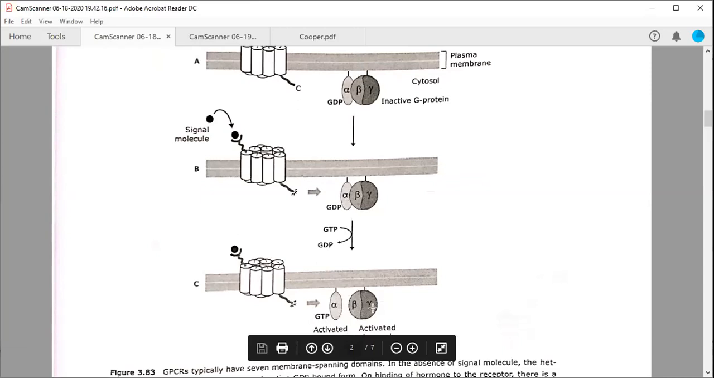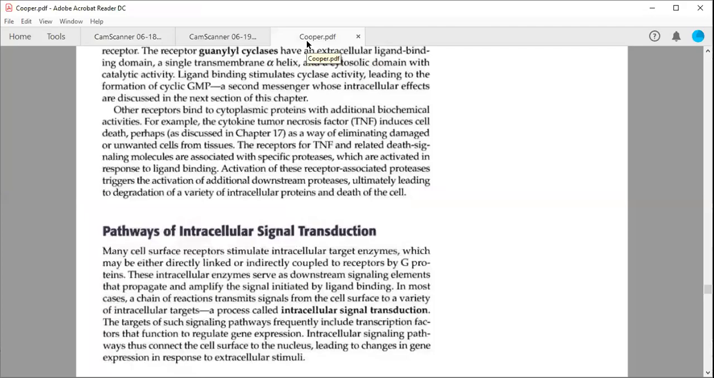Now we need to understand what will happen inside the cell once this signal is bound outside the cell. This is the real signal transduction, because the signal does not go inside the cell, but it sends its message across the plasma membrane. That is the real essence of signal transduction. So I'm coming to Cooper again, where it is much easier to explain.